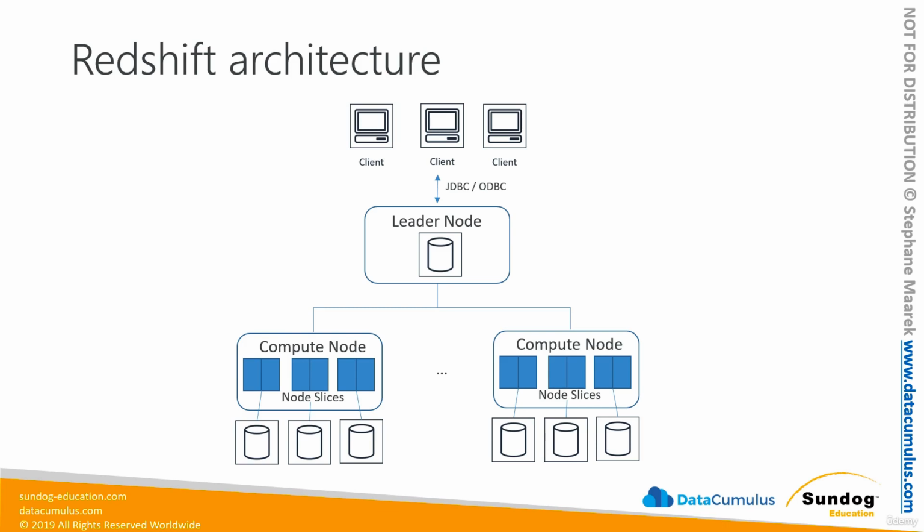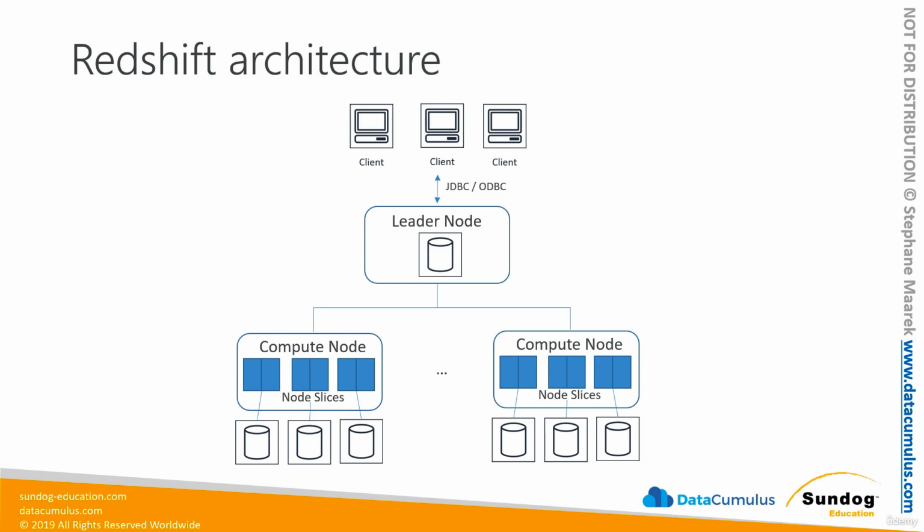That's really big. But at the end of the day, remember that compute nodes can be either dense compute or dense storage if you want to optimize for computing capacity or storage capacity. One has SSDs, one has HDDs, and within those you also have large and extra large options available to you as well. All right, so within the compute node, we have node slices. So every compute node is divided into slices, and a portion of the node's memory and disk space is going to be allocated to each slice, where it processes a portion of the workload assigned to that node. The number of slices per node is determined by the node size of the cluster.